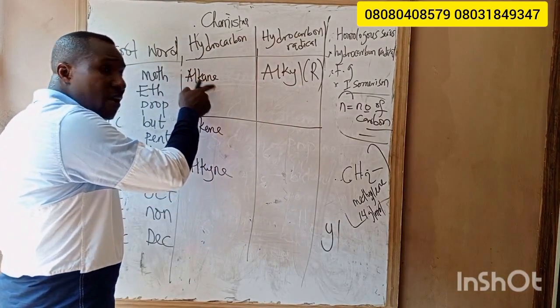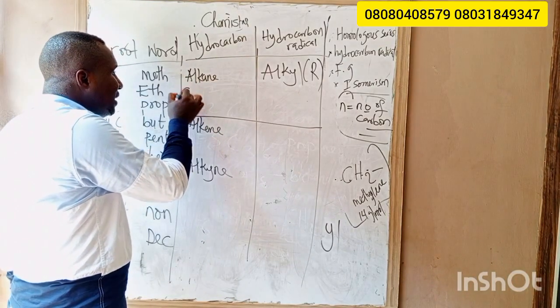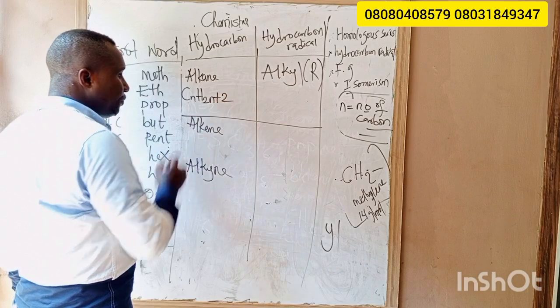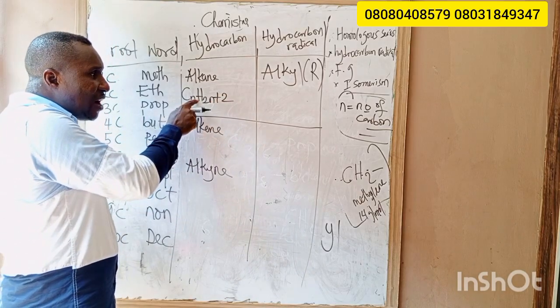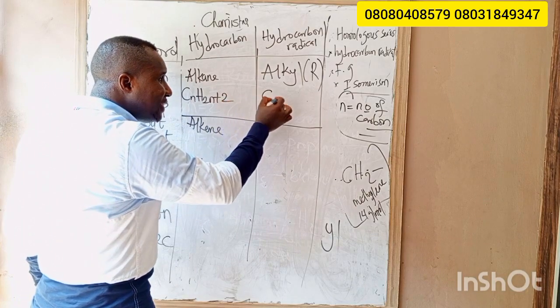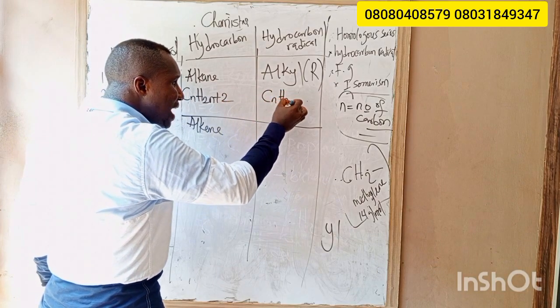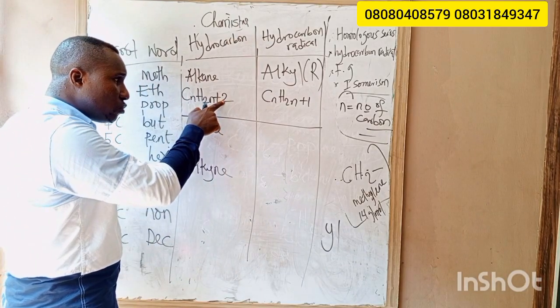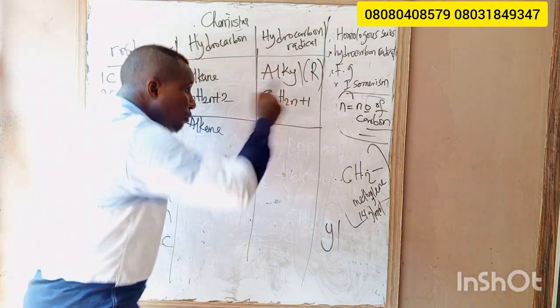Take note. We have alkane. The general formula for alkane is CnH2n+2. When this alkane loses one atom of hydrogen, what will you have? You have CnH2n+1. That means the plus 2 becomes plus 1 because it lost one hydrogen.